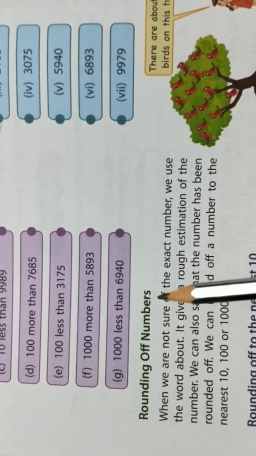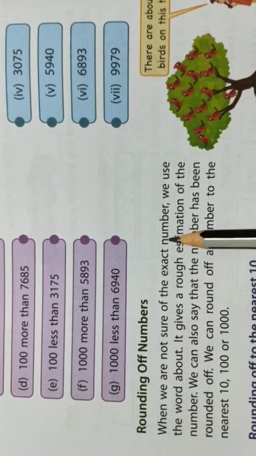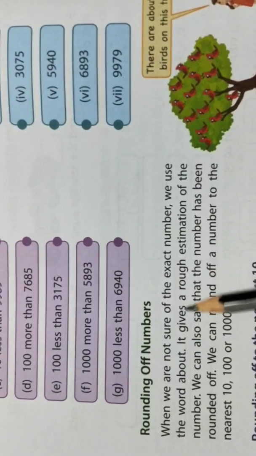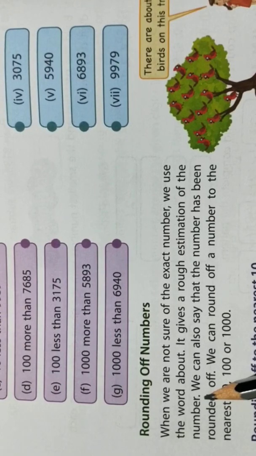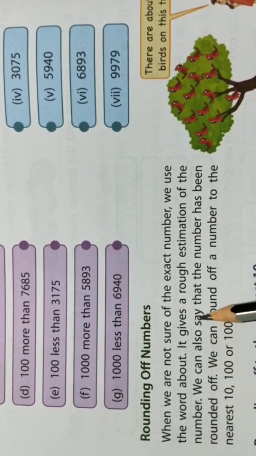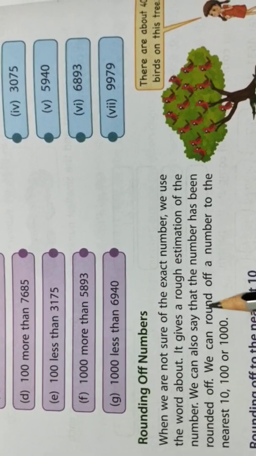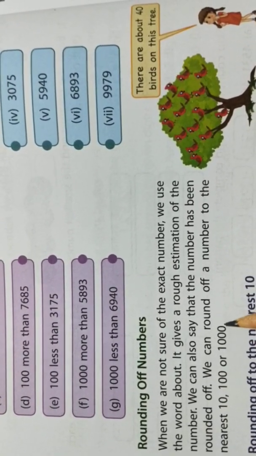Here it's written, when we are not sure of the exact number, we use the word about. It gives a rough estimation of the number. We can also say that the number has been rounded off. We can round off a number to the nearest 10, 100 or 1000.